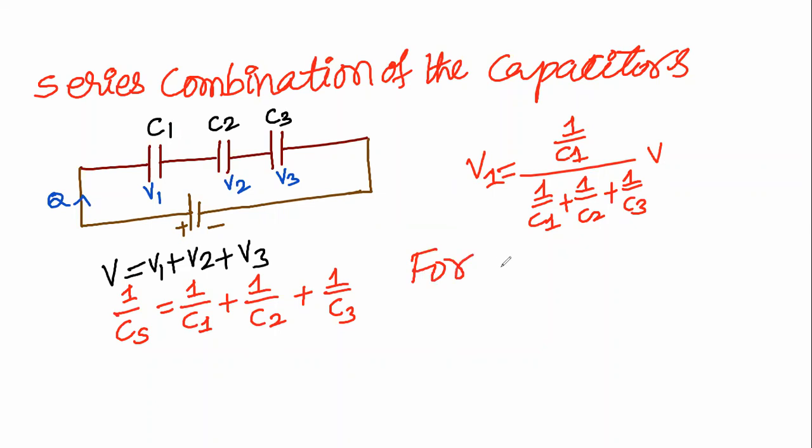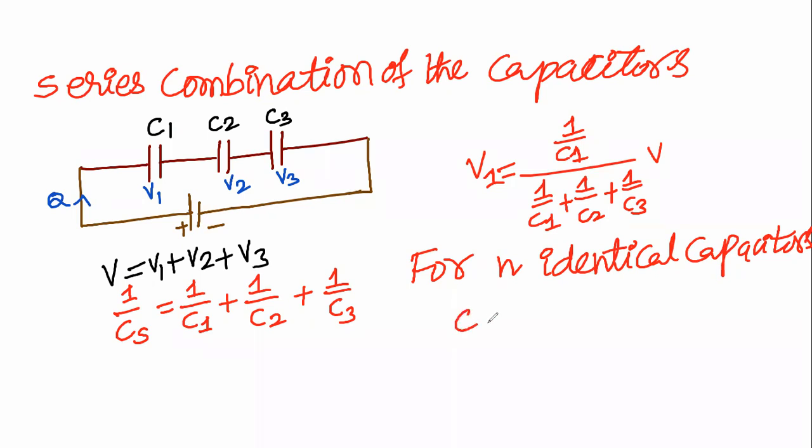So for n identical capacitors, each of capacitance C, if they are connected in series, the effective capacitance of the system will be equal to C divided by n. When n identical capacitors are connected in series, the effective capacitance of the system will be C divided by n.